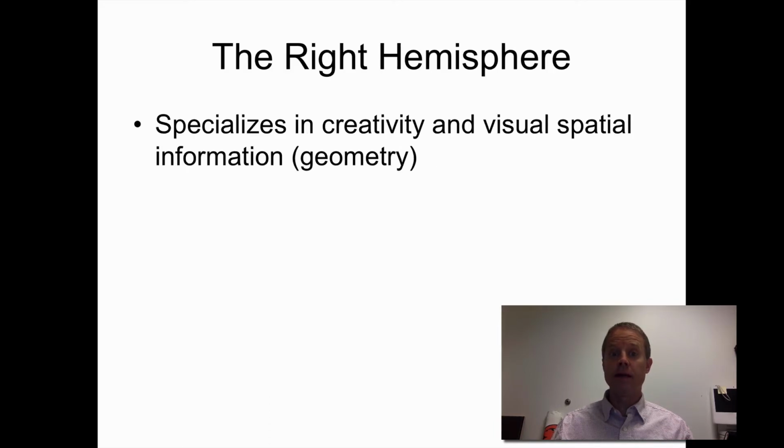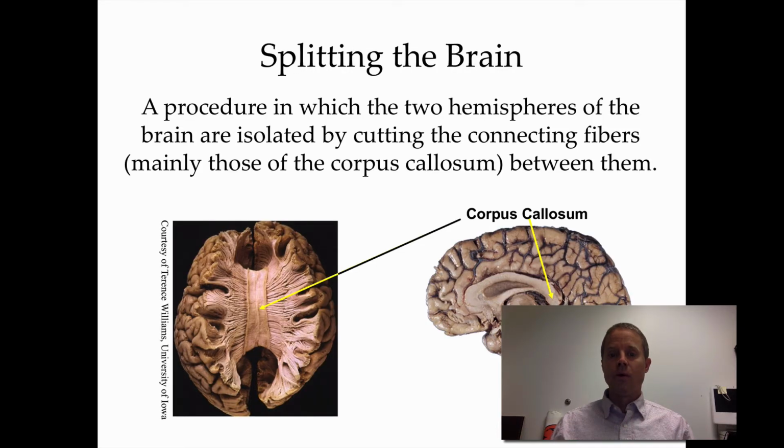What about the right brain? It specializes in creativity and visual spatial information. So the right brain is good at geometry because it's visual spatial. The left hemisphere is good at arithmetic because it's logic. When you split the brain, this is what the two hemispheres look like. This view down here is from underneath the brain, and these are the tissues, the corpus callosum, connecting it. This is a side view with half the brain removed, looking at the middle of the brain, and this is where the corpus callosum would be connecting them here.